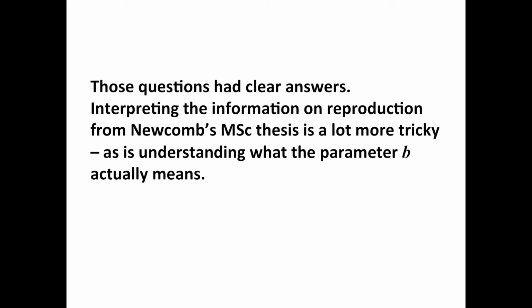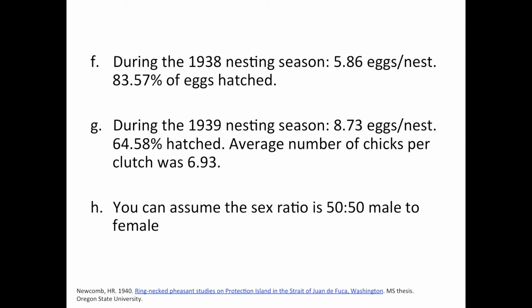So those questions that you answered had pretty clear answers. The information on reproduction is a bit trickier to mold into the information that you need in order to estimate the birth rate. Here's some of the information that's given in the thesis, and not all of this is going to be relevant. You need to think about which is relevant to estimating B and which is not.